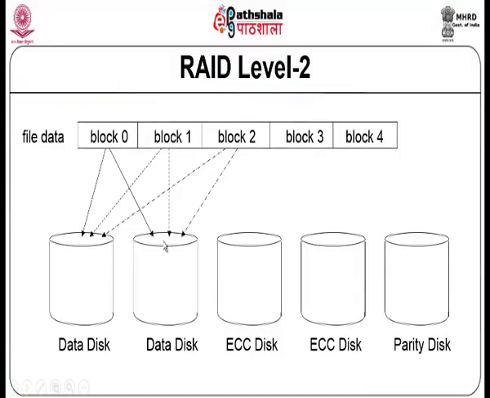So, here you see that you have block 0 being put in this disk as well as this disk, in 2 disks. So, bit level interleaving is being done, and block 1 is also being put in multiple disks and so on. In addition to that, you have a disk for storing ECC as well as for parity.